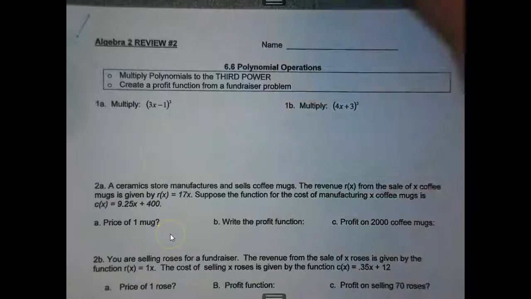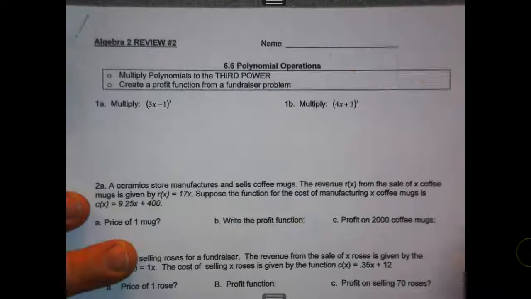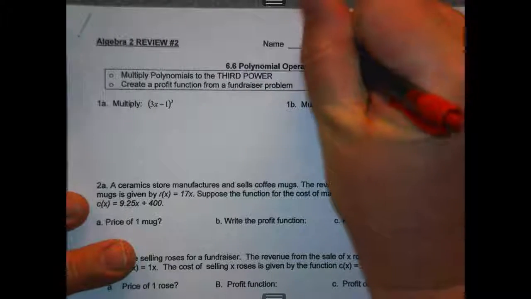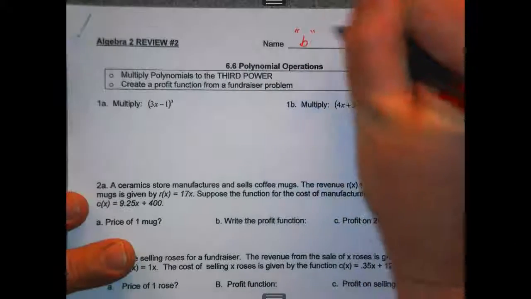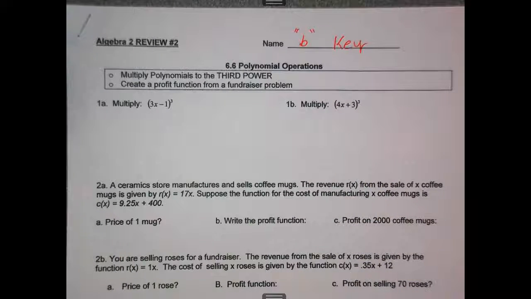Because my other videos messed up. All right, so this is for your quiz tomorrow, right? We need some formulas for multiplying polynomials, right?